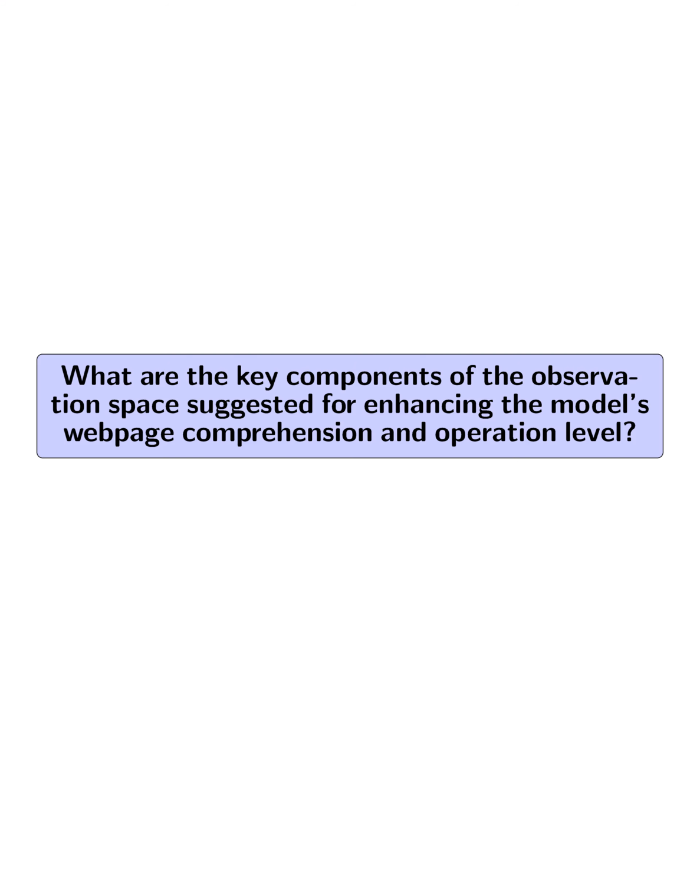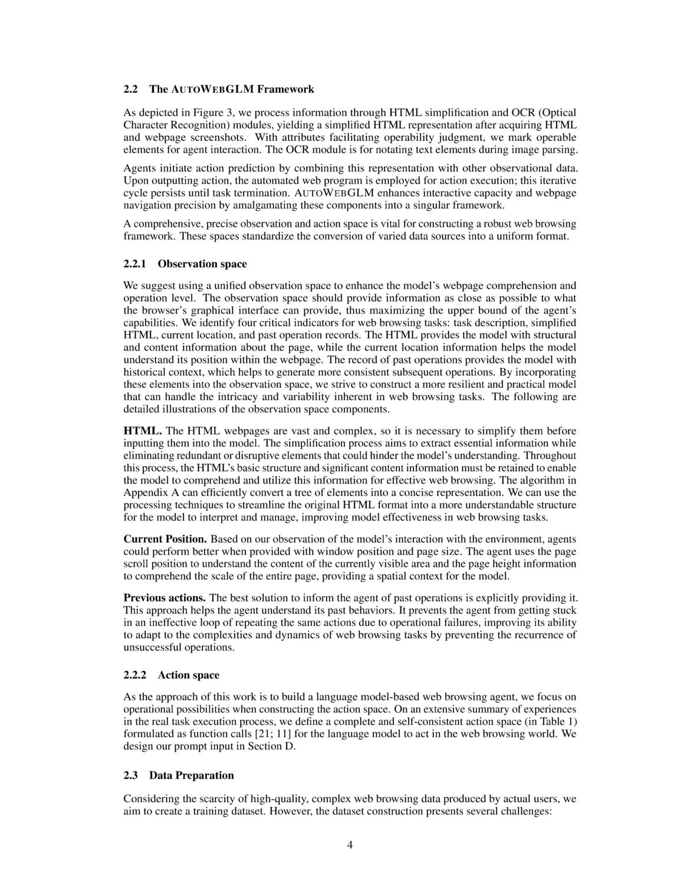What are the key components of the observation space suggested for enhancing the model's web page comprehension and operation level? The key components include task description, simplified HTML, current location, and past operation records. The task description provides information about the user's goal or objective for the current browsing session.